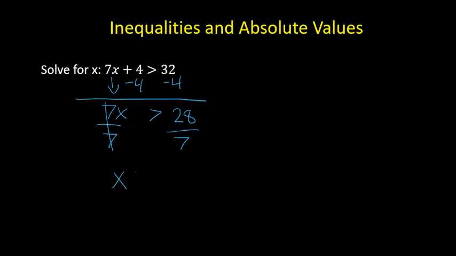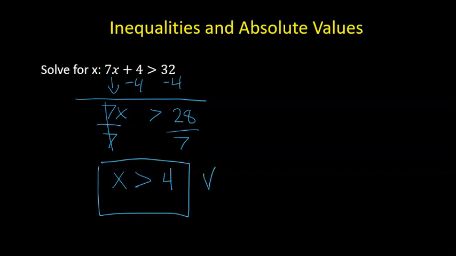That gives me x, 28 divided by 7, that's going to be 4. Do I need to flip the symbol? Let's see. I divided by positive 7. So no, I keep the symbol precisely as it is. This is my final answer.